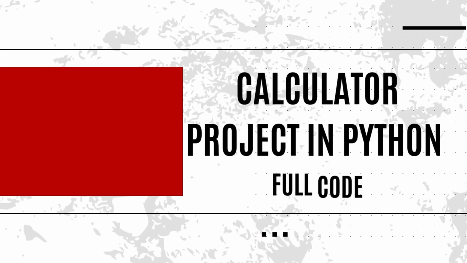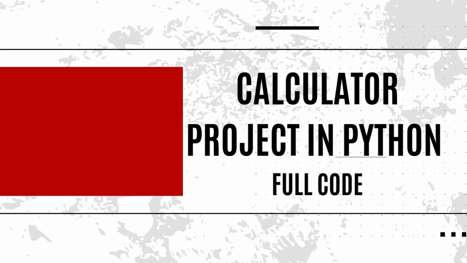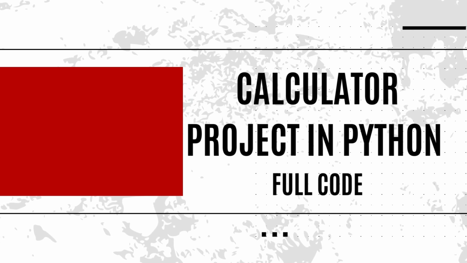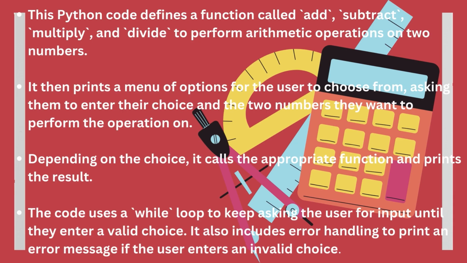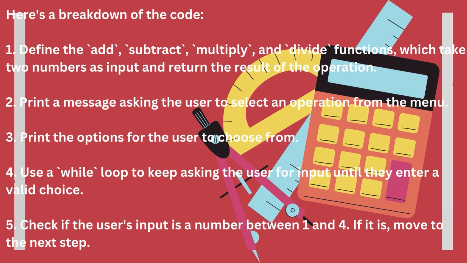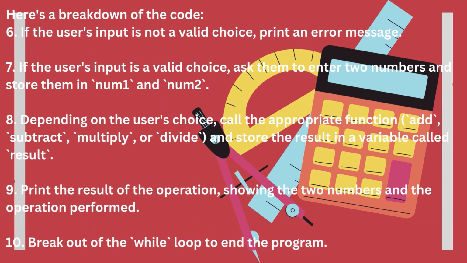And I am going to tell you how you can create a calculator project in Python. Also, I will explain the full code and I will show you the full code of Python. So this code defines add, subtract, multiply and divide functions for arithmetic operations. You have to print a message for the user to ask for the operation from the menu, and depending upon the user's choice, you can call the appropriate function. And then you can print the result of the operation performed.